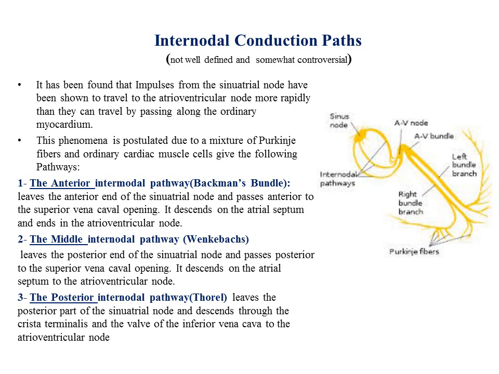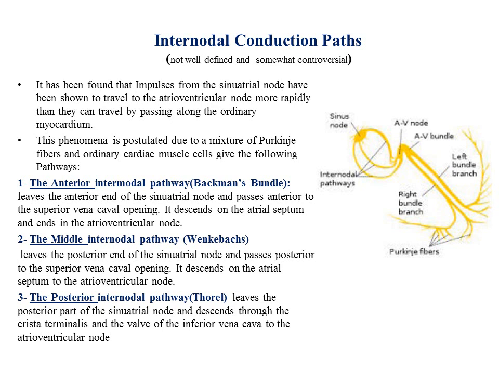one anterior, one posterior, and one in the middle, in between, according to the diagram, which you can interpret easily. The anterior internodal pathway has been named after the famous surgeon who described it, Bachmann's bundle. This leaves the anterior end of the sinoatrial node and passes anterior to the superior vena cava opening. It descends on the atrial septum and ends in the atrioventricular node.